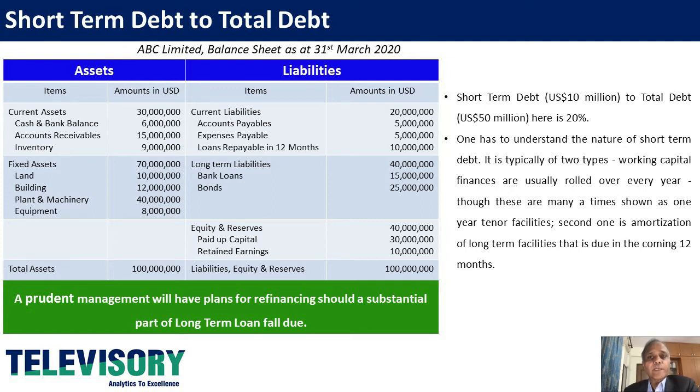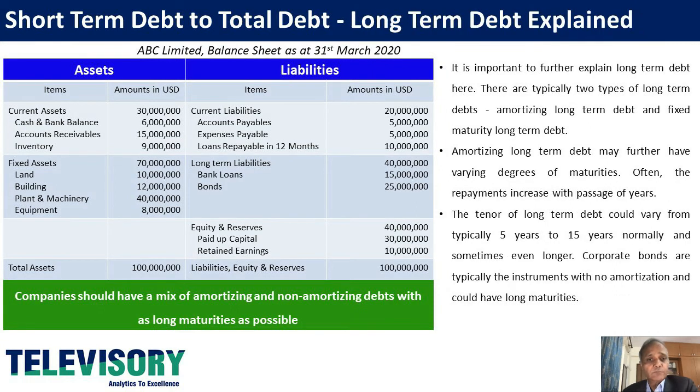Short-term debt to total debt is about 20% here, being 10 million divided by total debt of 50 million. It's a healthy, relatively smaller portion. Now let's look at what is long-term debt, and that's very, very important, and another area where a deeper analysis needs to be carried out.